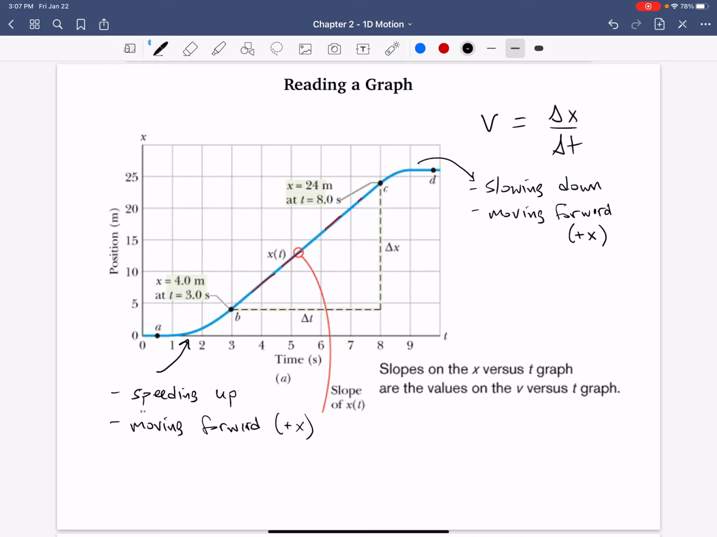Okay? All right. So that was reading a position versus time graph. In the next video, I will be discussing the velocity versus time graph that relates to this graph here.